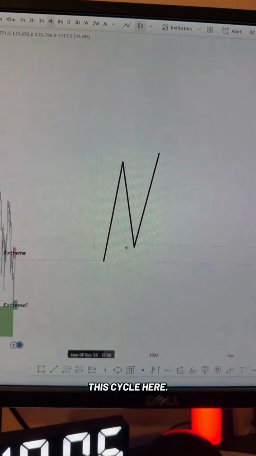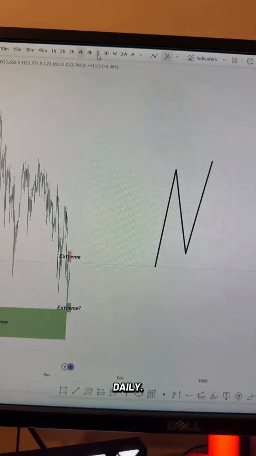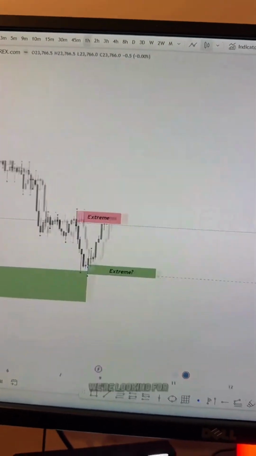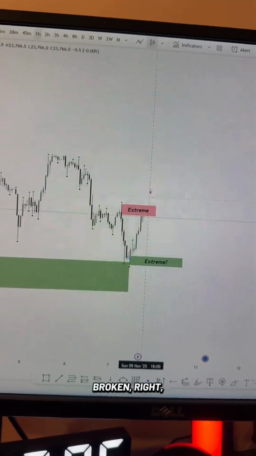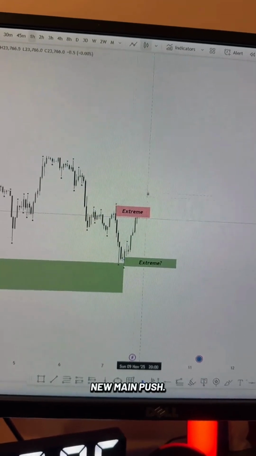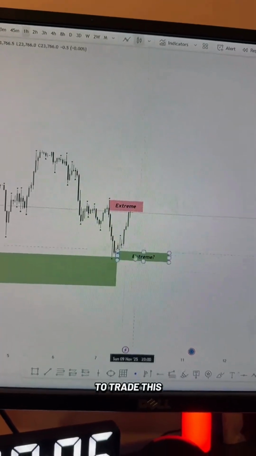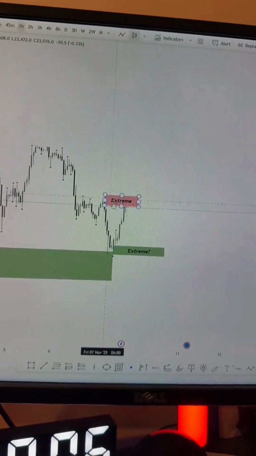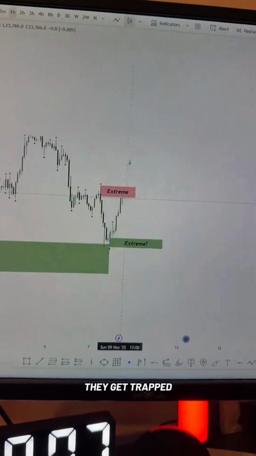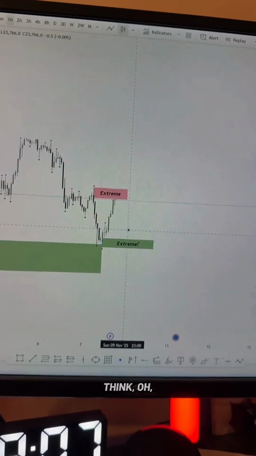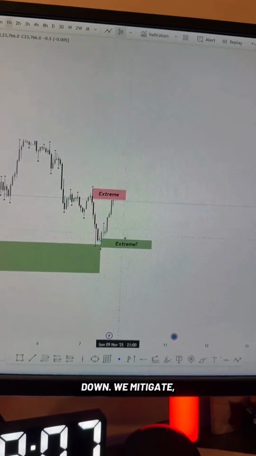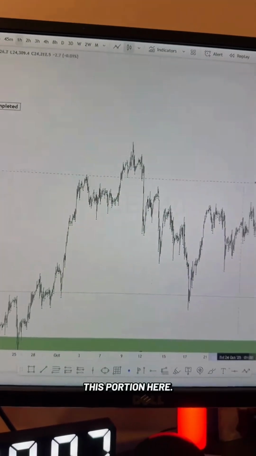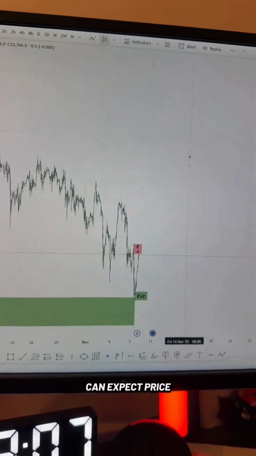I use this cycle here from the daily, 4 hour, hourly. Let's go on the hourly. Hourly, look, we're looking for a new main push. If this gets broken, right, it becomes a new main push. So now I'll be looking to trade this main push, right? Because look, sellers are meant to be getting in here. They get violated, they get trapped in the market. Then we come back down, they think, oh, we're coming back down. We mitigate, and then we carry on going until we reach the destination of this portion here. Then when we reach here, I can expect price to come further down.